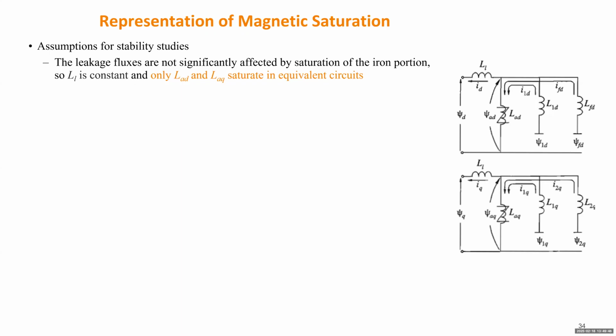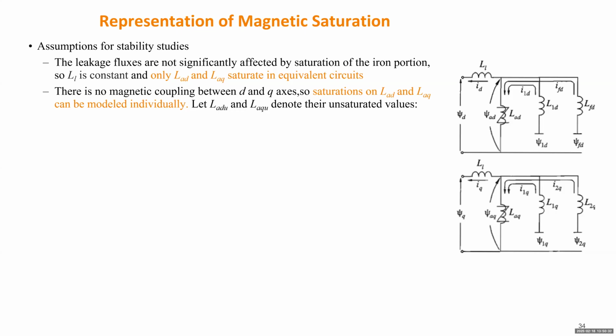So we can make a number of assumptions to simplify the study, especially for stability. The leakage flux is not significantly affected by saturation of the air portion, which means if you have estimated the leakage inductance LL, you can just keep that constant, okay? And you only assume the LED and LEQ will be changed. LED, LEQ are actually about self and mutual inductance involving the stator winding. So they will change their values when the field current is varying.